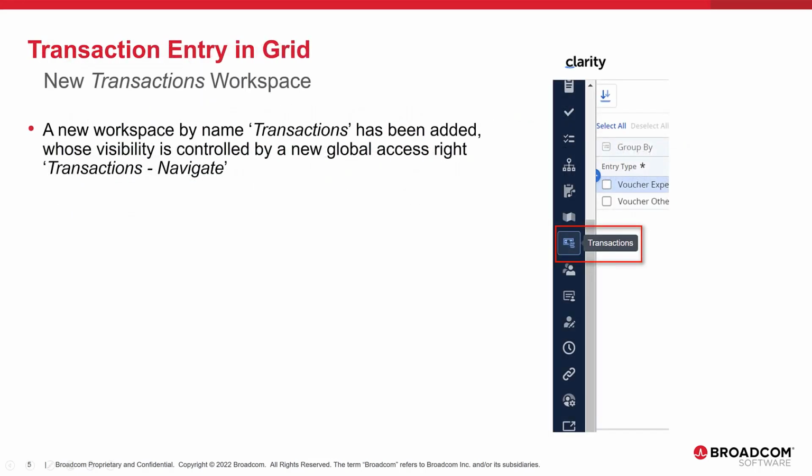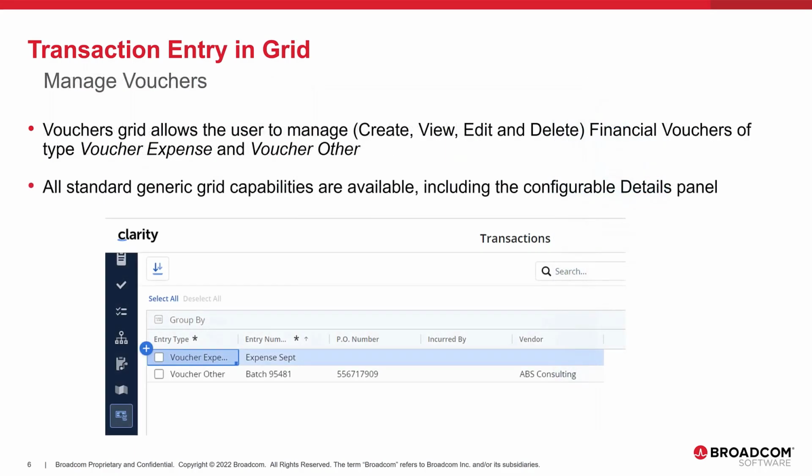A new workspace by name transactions has been added, and its visibility is controlled by a new global access right by name transactions navigate. For logging an inbound transaction, first we need to have a voucher. The voucher grid supports creation, updation, and deletion of vouchers. All standard grid capabilities like filtering, data grouping, etc. are supported in this grid.